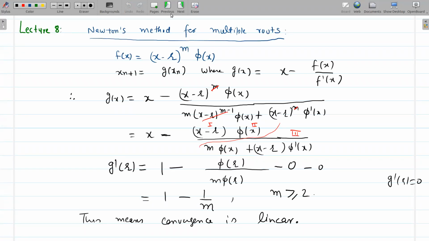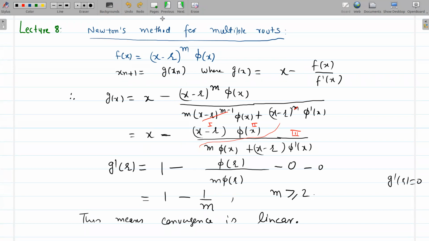First modification is that if g dash r is 0, then you can get quadratic convergence. Now how can you make this 0? Directly you cannot make it 0, but if there were m here, then 1 minus 1 would become 0. So if you had m here, then you will get first order derivative equals to 0.